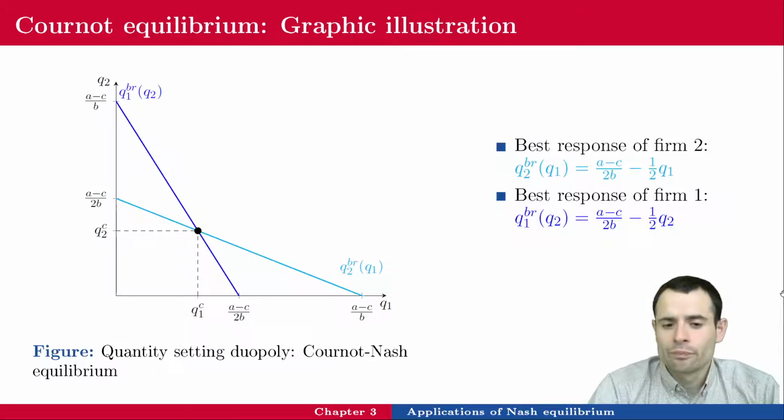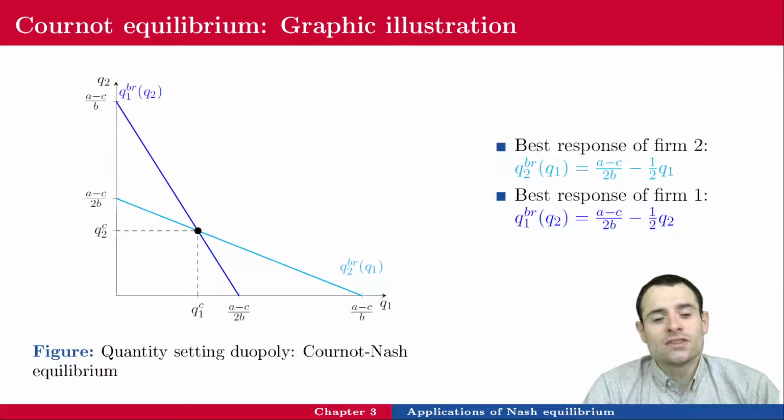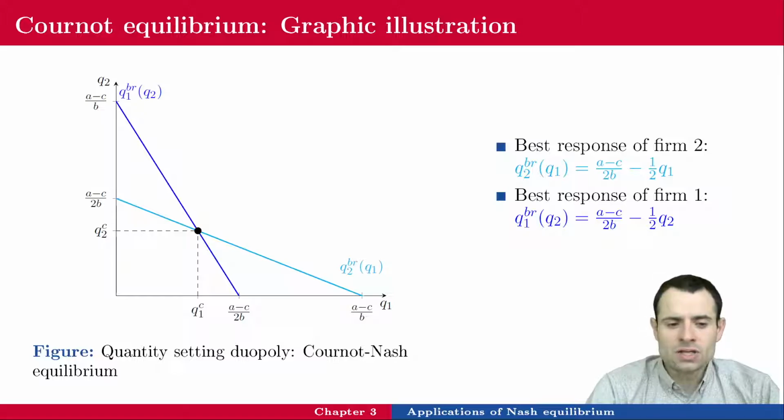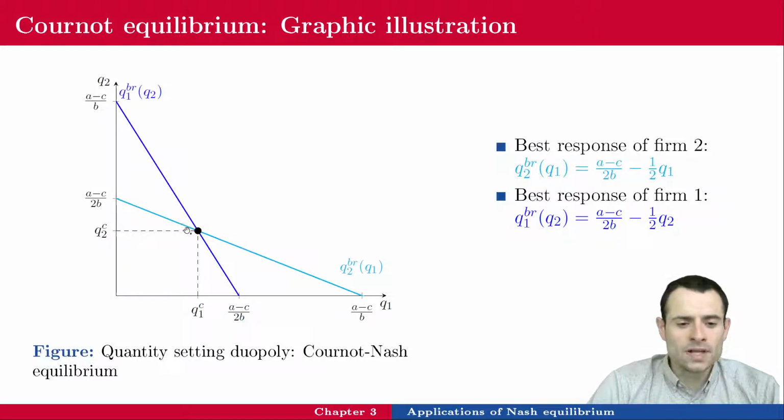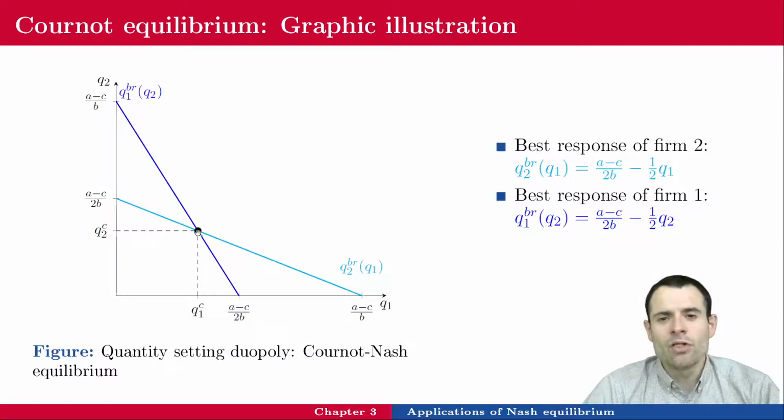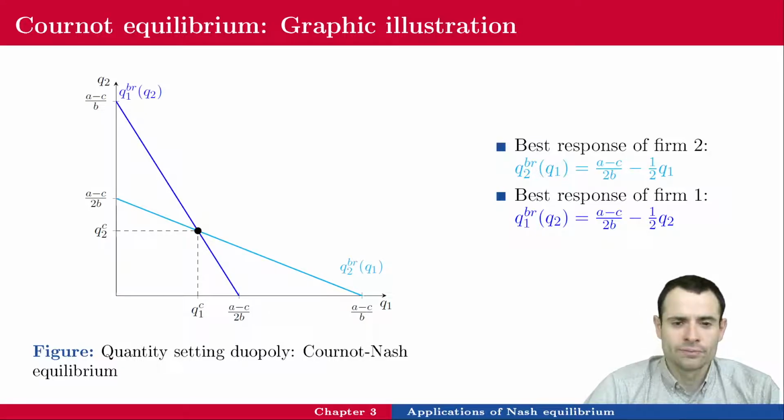Now, the point where both best response functions intersect is going to be the Nash equilibrium. Why is that? This is because at this point, the best response of firm 1 takes into account the best response of firm 2 and vice versa. This point is the only point where they both play a best response to each other.